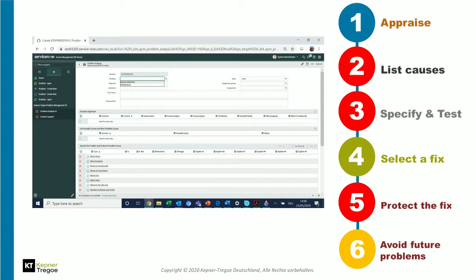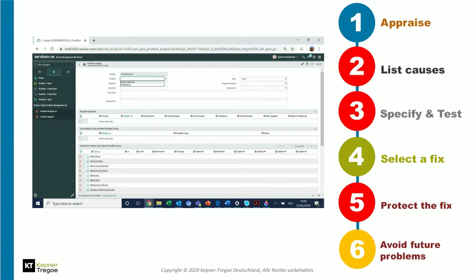The focus is first on appraising the situation, making sure you understand the issue and have the right starting point for your investigation. Then, once understood, in the second and third part, which are here list causes and specify and test, the actual conducting of the root cause analysis is basically done.